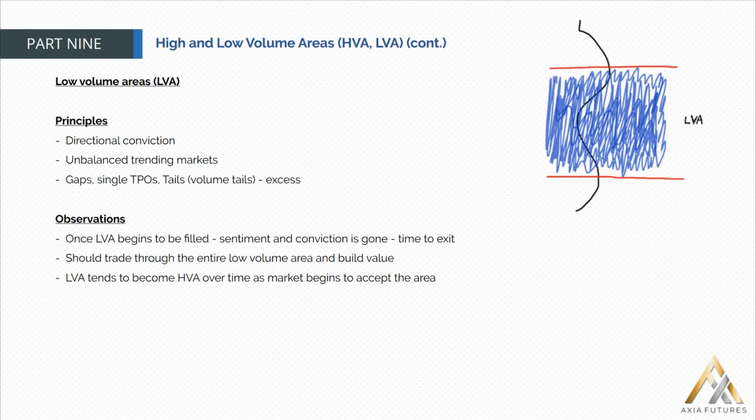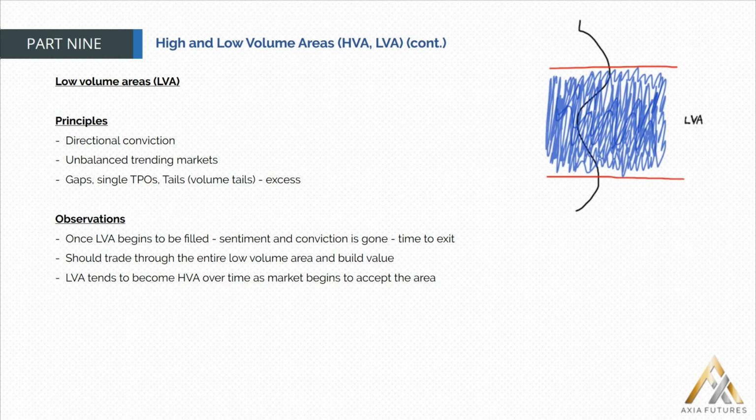Now, the principles of low volume areas, and we dealt with this quite extensively in Module 2, are that they show us directional conviction. Remember we spoke about control identifiers in Module 2. So the low volume area shows us a little bit of directional conviction. It also shows us unbalanced or imbalanced trending markets. So again, when you see these low volume areas, you're seeing a little bit of initiative, a little bit of directional bias in the market. And the question you have to ask yourself is, will this directional bias hold or not?